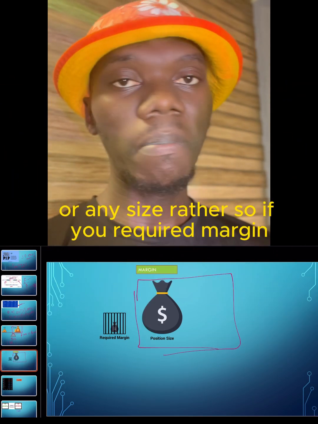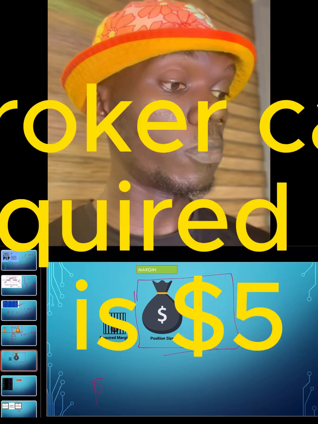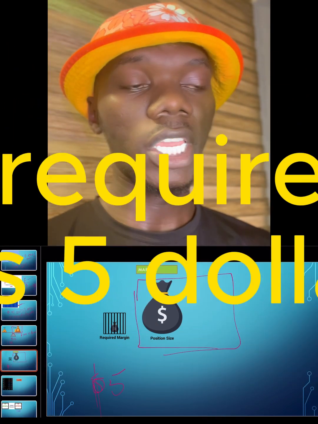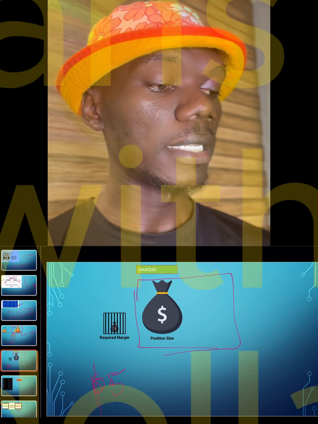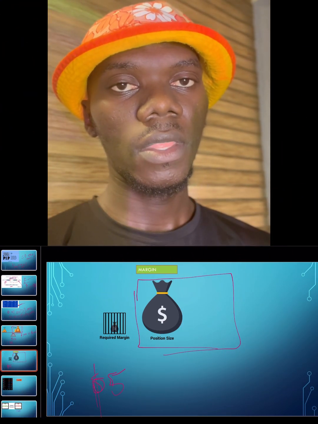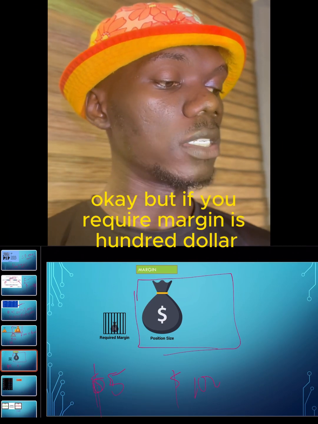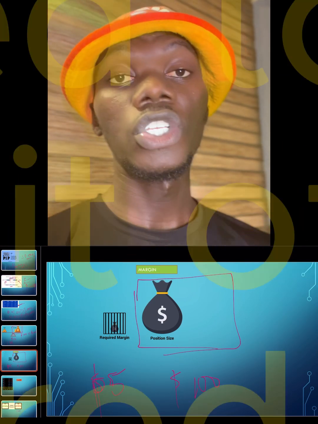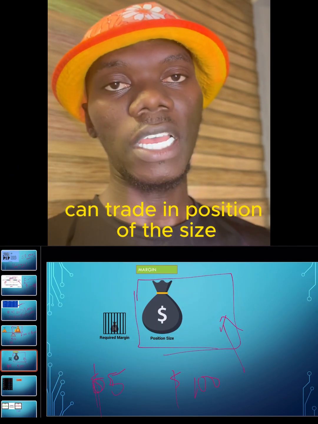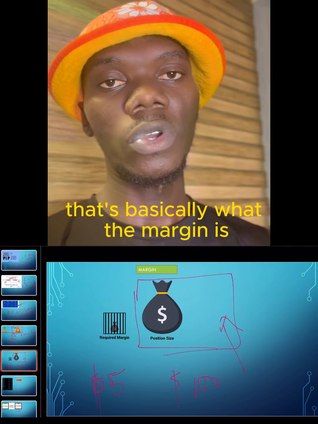So the required margin depends on the broker. The broker can tell you that the required margin is $5. If your required margin is $5, that means you can trade with that $5. But if your required margin is $100, that means you need to have a deposit of up to $100 before you can trade a position of this size. That's basically what the margin is.